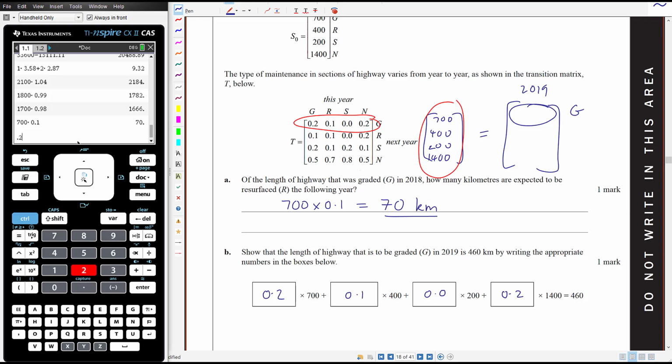We should be able to check our answer by checking that when we actually do that, we get 460. 0.2 times 700 plus 0.1 times 400 plus 0 times 200, which we don't really need to worry about, plus 0.2 times 1400. So that is indeed 460.